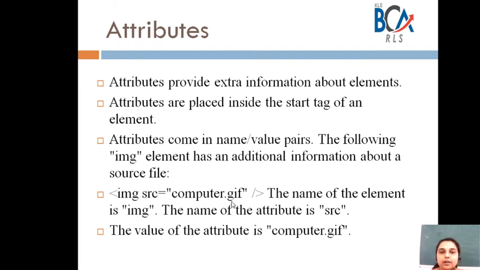The next most important part is attributes. Attributes are going to provide extra information about elements. Attributes are placed inside the start tag of an element. They come in name-value pairs. The following image element has additional information about the source file. You can see in the slide we have written image src equals, this is the source of the image. So src is an attribute, the name of the element is image, and the value of the attribute is computer.gif. So this is about attributes.